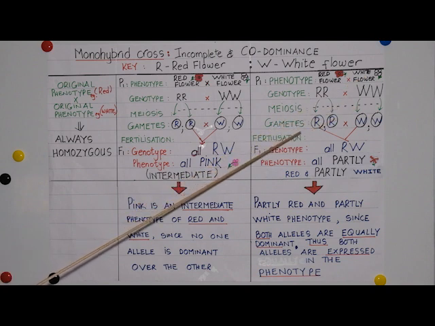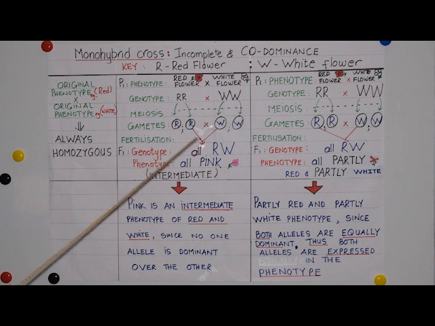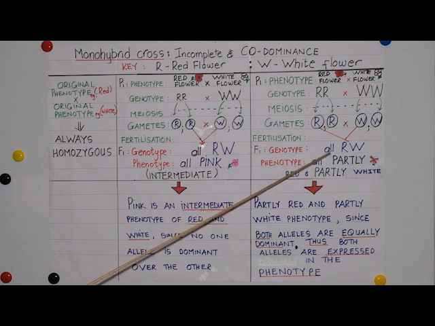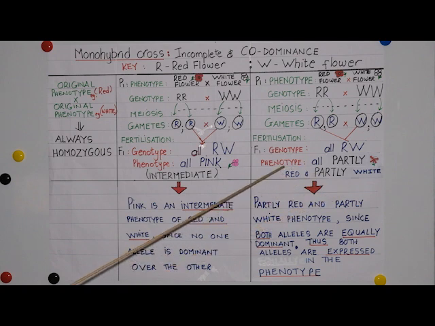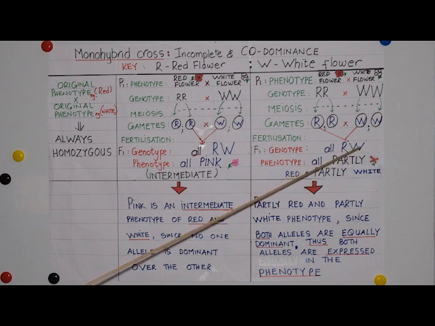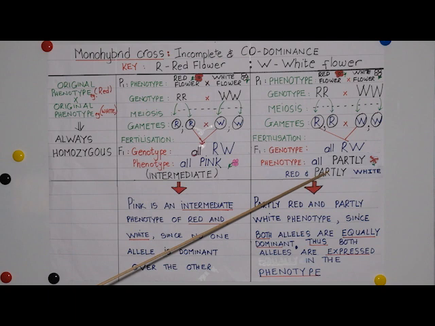Meiosis, gametes, exactly the same as for incomplete dominance, and fertilization will result in the F1 genotype all being hybrid, capital R, capital W. The phenotype, however, is different because both these alleles are equally dominant. Therefore, both alleles would be expressed in the phenotype. Therefore, this flower would be partly red and partly white, since both alleles are equally dominant. Thus, both alleles are expressed in the phenotype.